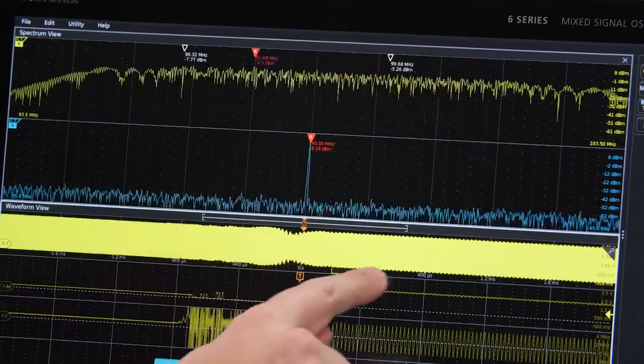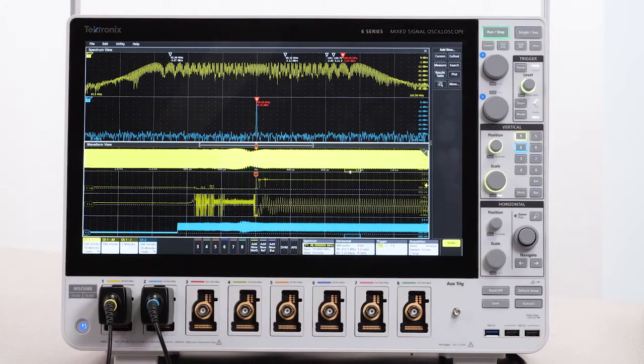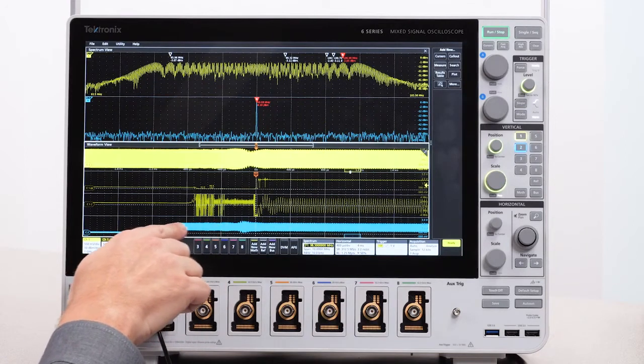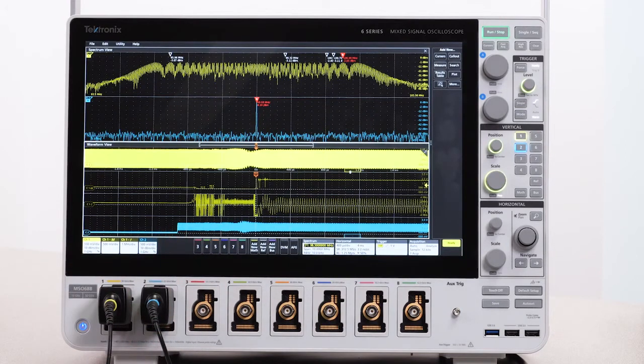The 40 MHz clock comes up around 6 milliseconds before the spread spectrum clock stabilizes. This multi-domain, multi-channel view is an extraordinary capability of this instrument.